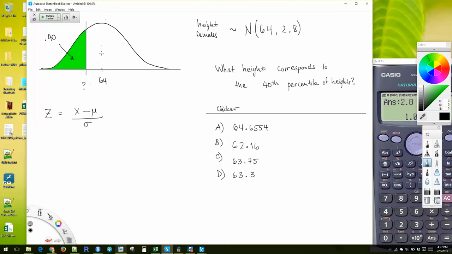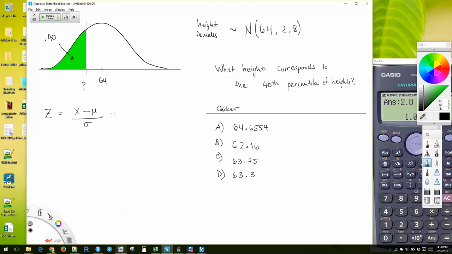I drew this picture to illustrate that we have 40% shaded. By having 40% shaded, we know we are below the halfway point, right? Because if I drew a line at 64, the amount shaded would be 0.5. So that should tell us right off the bat that the height that corresponds to the 40th percentile must be lower than 64 inches. So this answer cannot possibly be correct because that would be taller than 64 inches, which would correspond to a height over the 50th percentile.